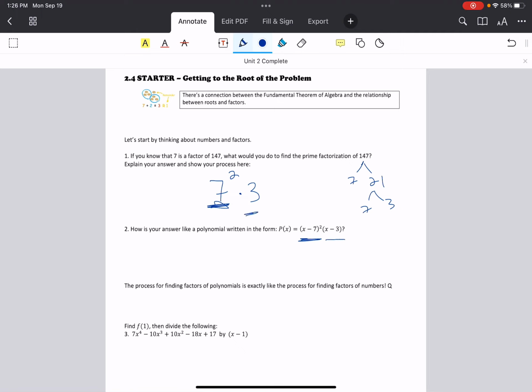Does that make sense? What form is this polynomial in right here? Intercept form or factored form? Very good. Okay, because it's all the way factored out so I can see its intercepts. That's where those names come from, okay? Now, here's the main point of what I wanted you to get in this first 2 questions. When I found these 2 factors, did I get them from the 21 or did I go back to the 147 and try factors?